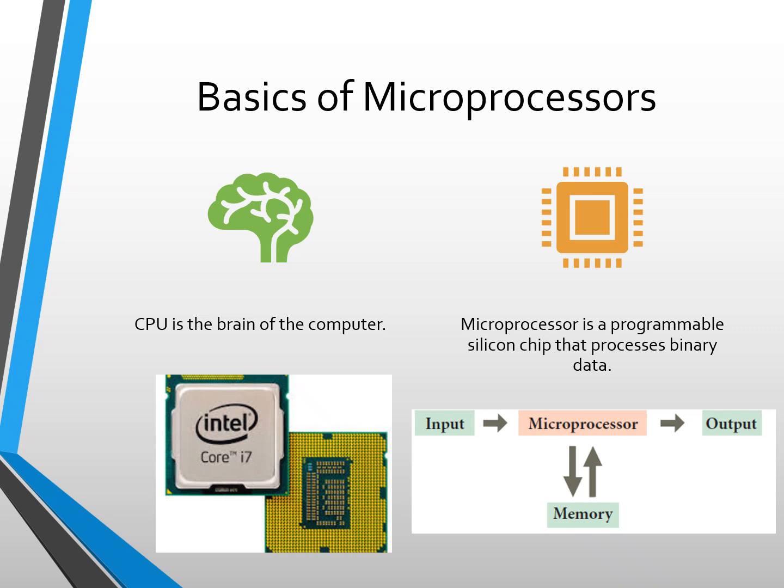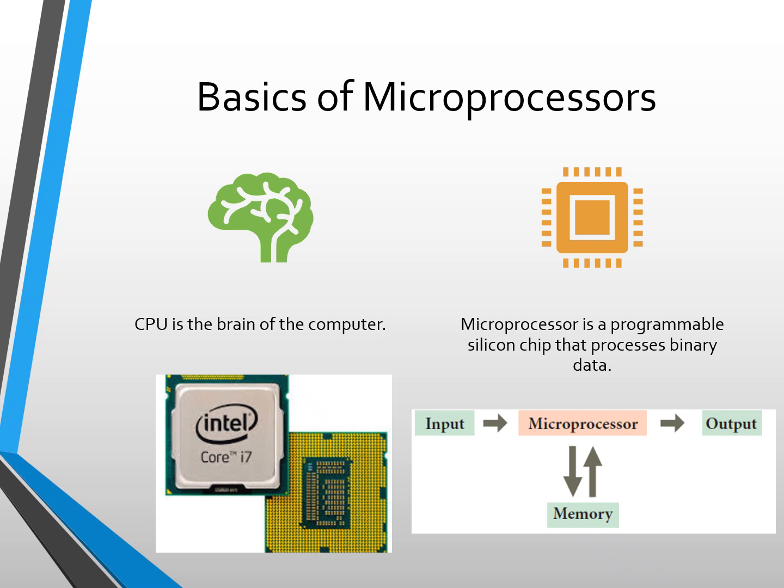So let's talk about microprocessors. What is a microprocessor? Microprocessor generally means a chip that is programmable and it processes the data in the binary format. Okay, so this is the symbol of the microprocessor.